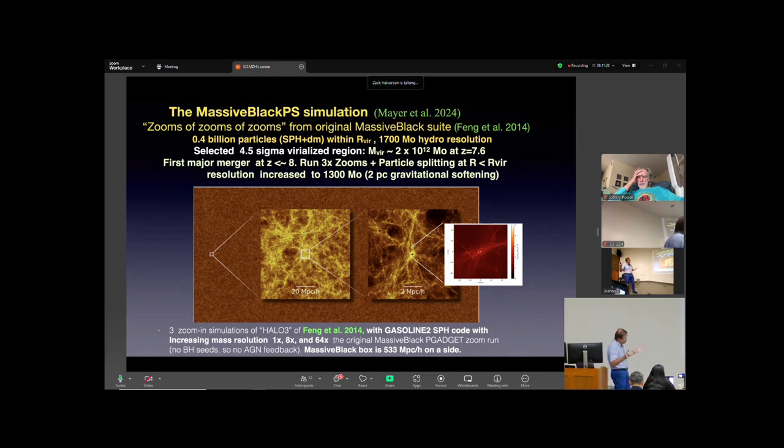So what we did is we did several zooms of one of the halos, one of the largest halos in MassiveBlack, and then we applied also particle splitting to increase the resolution further, so that in the end you have a region of about 10^12 solar masses that is virialized already at redshift around 8. And then you follow down to parsec scales the gas flow in the galaxies that form in this virialized region.